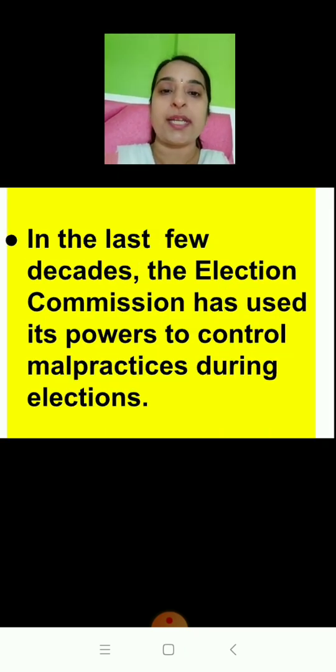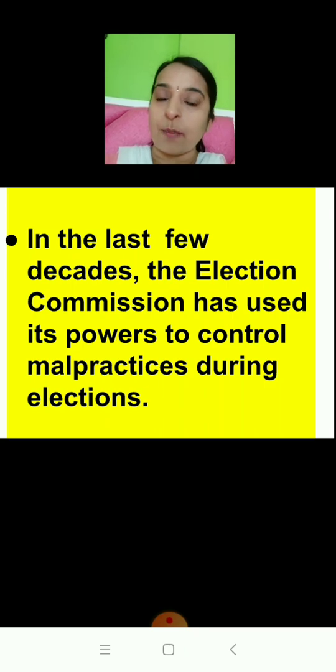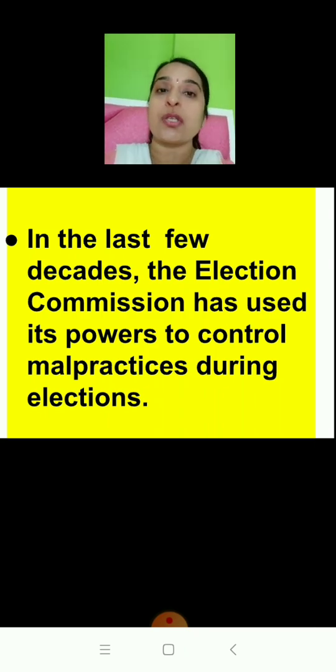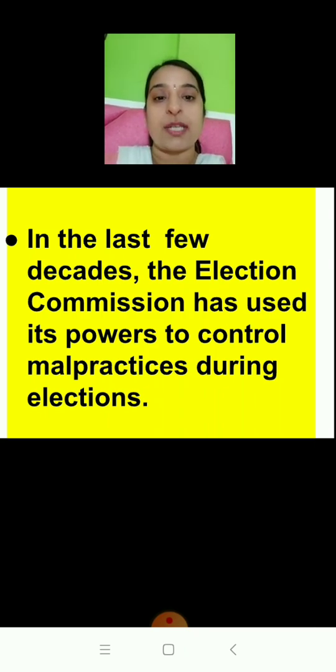Now in the last few decades, the Election Commission has used its power to control malpractices during elections. So children, sometimes it happens that during elections a lot of problems crop up. For example, as I told you, during elections there could be bogus voting, violence could be created, voters can be threatened to vote for a particular political party. Such malpractices take place during elections. So the Election Commission has used its powers to control the malpractices during elections.